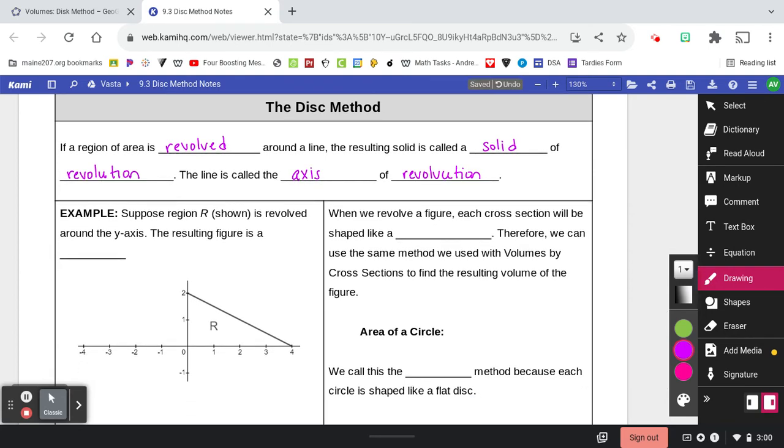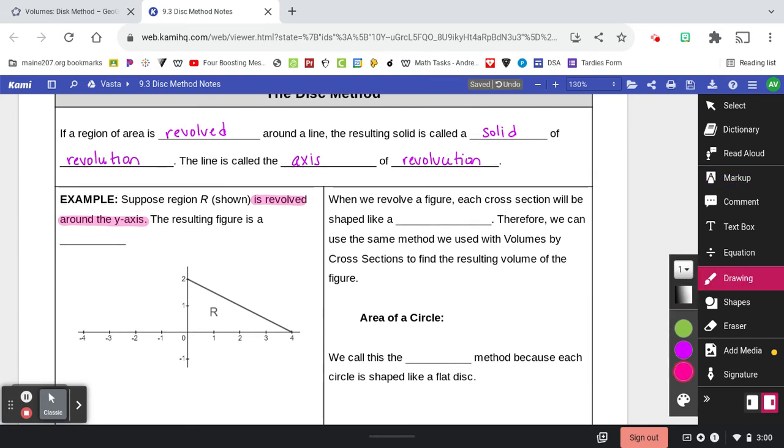An example would be, suppose the region R shown is revolved around the y-axis. So let's kind of use our imagination. If we take this triangle and we spin it around the y-axis, the other side of this three-dimensional shape would end up over here looking like this. And it would be spinning and it would create circles. If you imagine that that's a solid three-dimensional figure, that figure is going to be a cone.